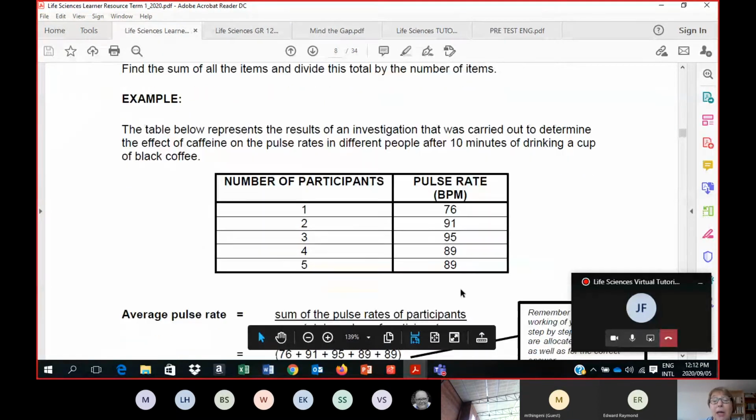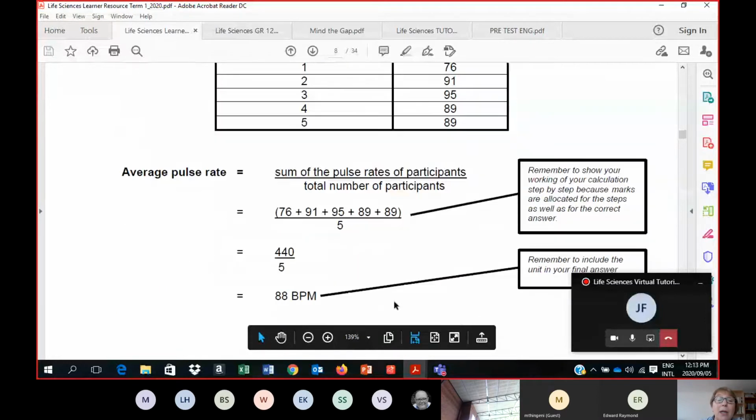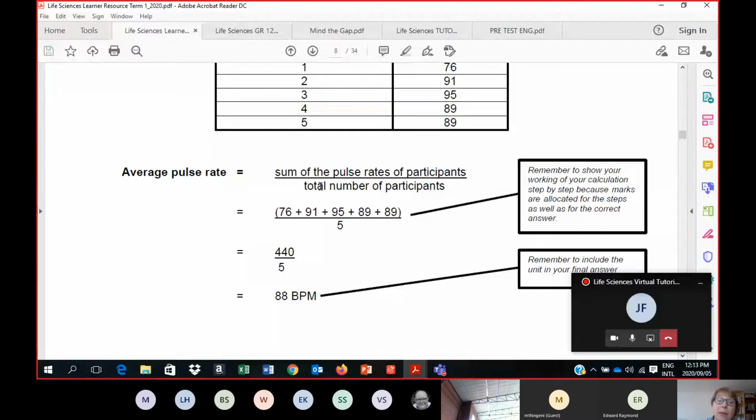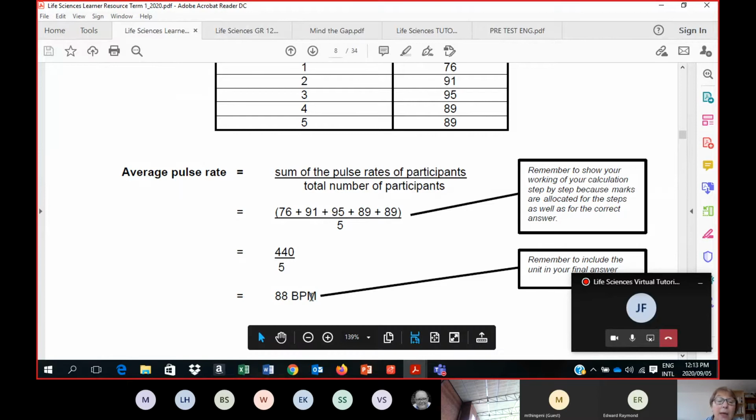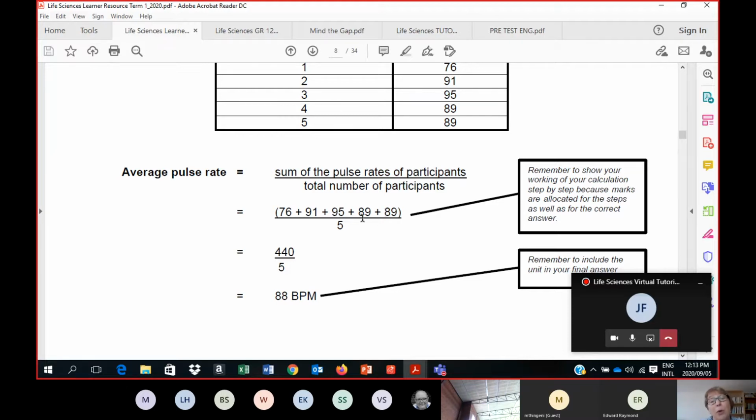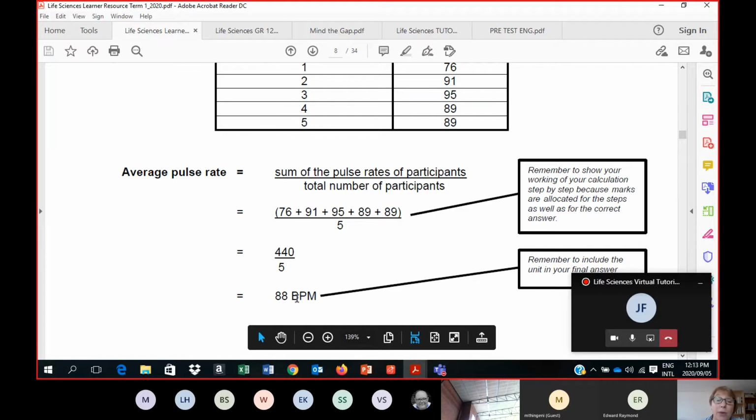plus 89, and you're going to add those up, get your answer, and then divide it by the number of participants. And remember to show, or sometimes you also need to have a formula. All right, and that's also important. So write down the formula, and then you fill in all the numbers, and then you write down your answer plus the unit, because something like this could be worth about 3 marks for your formula, for your substitution and showing what you've done, because now we know that you understand this, and then for your answer with the correct unit.